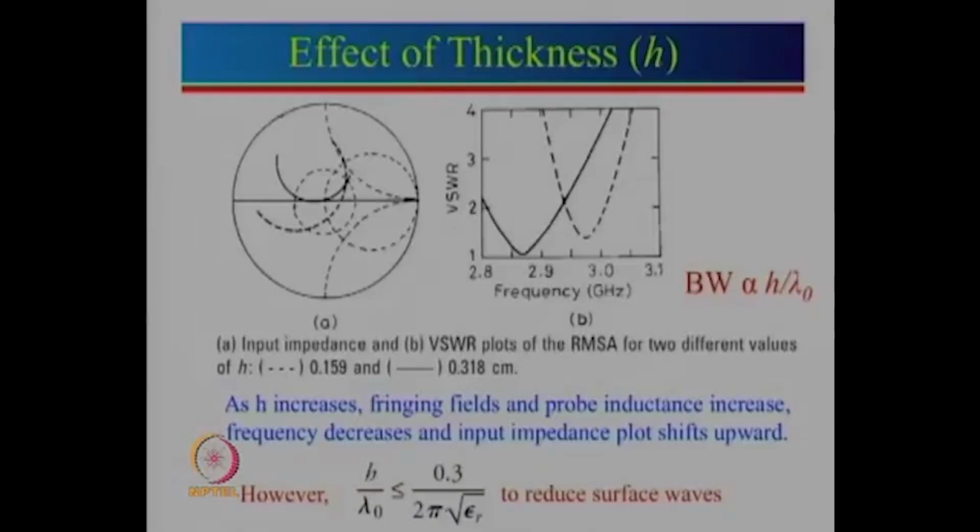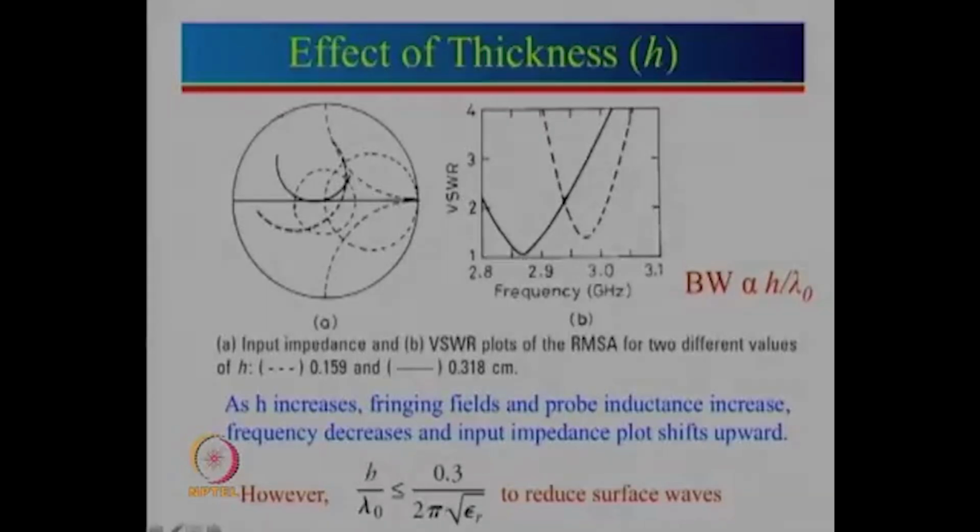So, let us look at the effect of the thickness, that means, what happens if we increase the thickness of the substrate? Now, there are several things which happen. First, if you increase the substrate thickness, fringing fields will increase, and if the fringing fields increase, the total length will increase, because Le is equal to L plus 2 delta L. If the total length increases, resonance frequency decreases. So, that is effect 1.